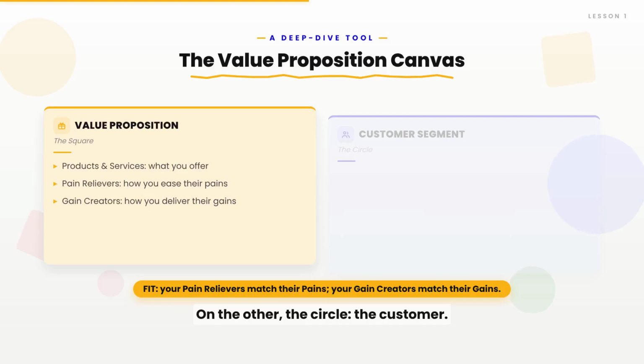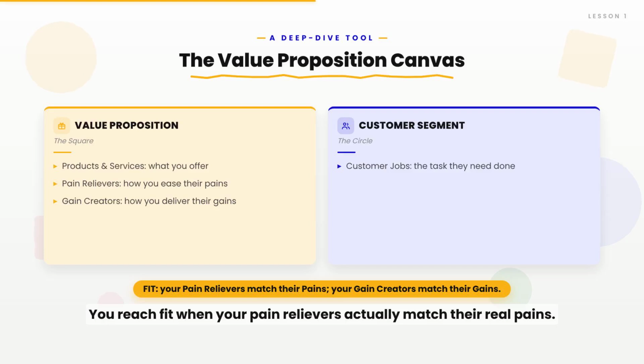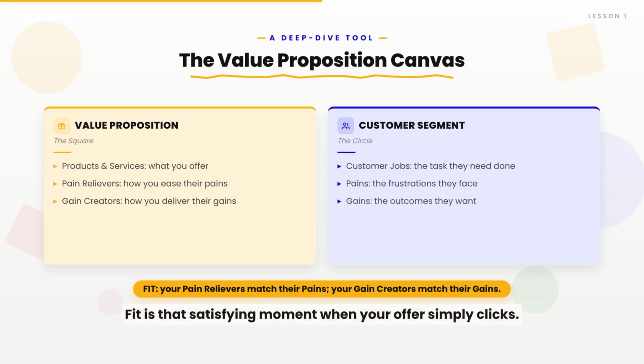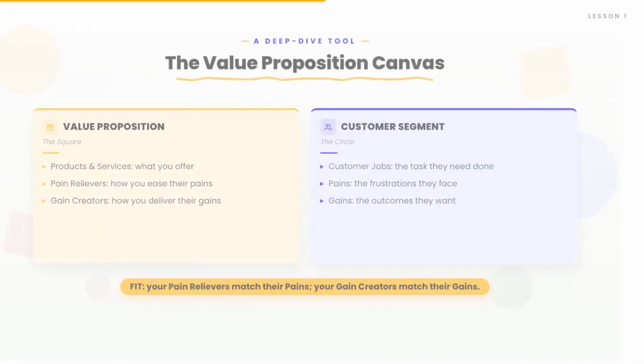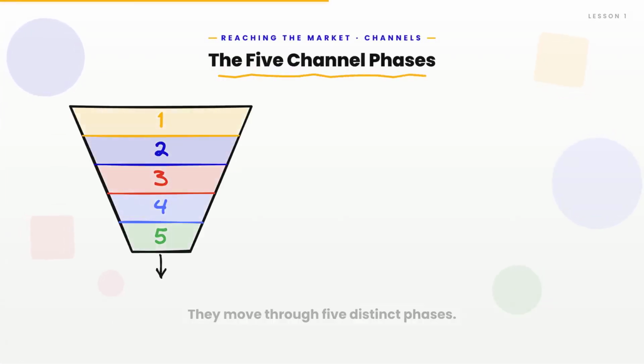On the other, the circle, the customer, their jobs to be done, their pains, and the gains they hope for. You reach fit when your pain relievers actually match their real pains, and when your gain creators match the gains they truly want. Fit is that satisfying moment when your offer simply clicks. Channels are the paths that carry your value to the customer.